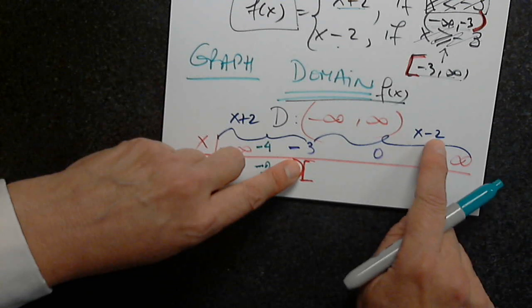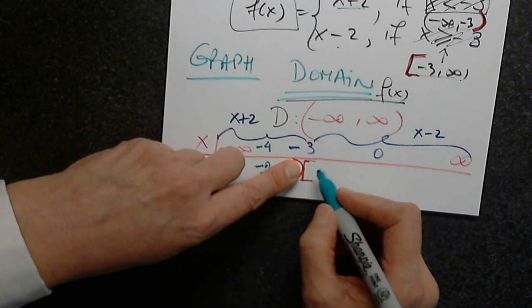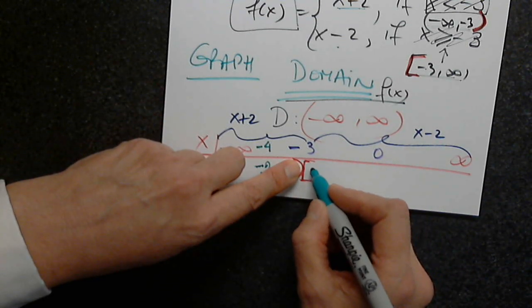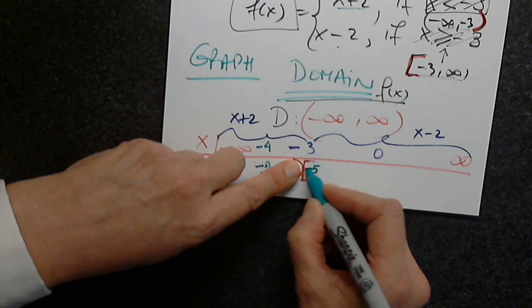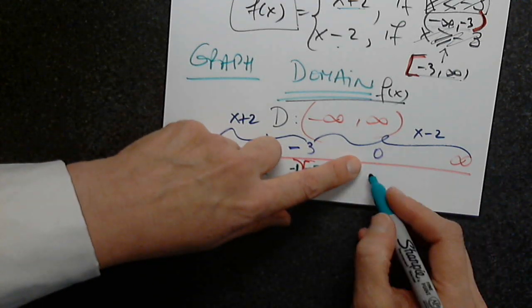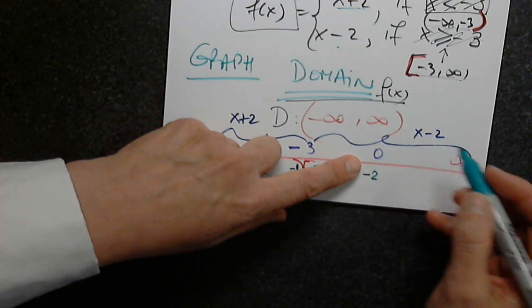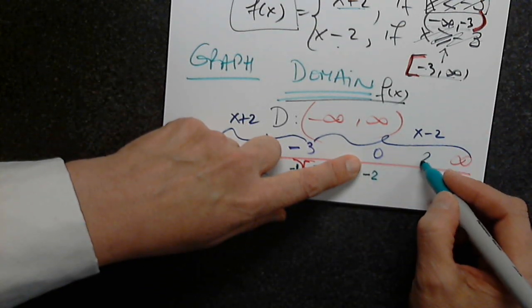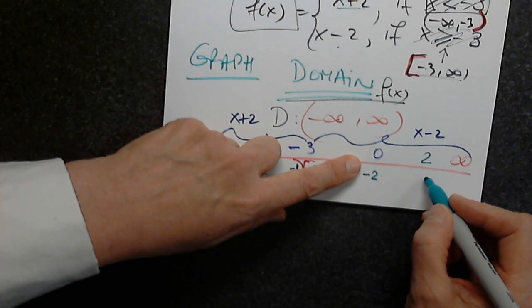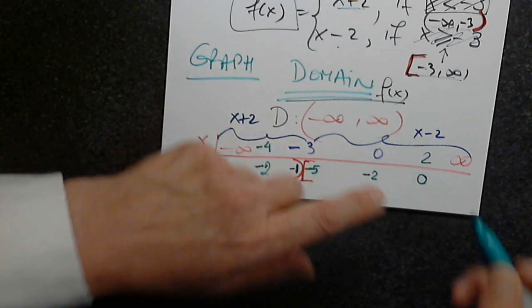Now please plug in -3 and tell me what you get. -5 inside the bracket. Please plug in 0 and tell me the y value. And this time, because it's an x-intercept, I will plug in 2 because I get 0.